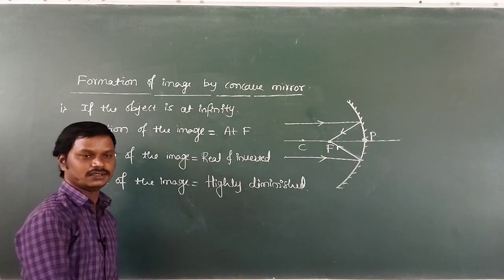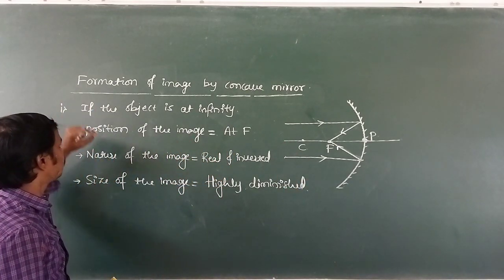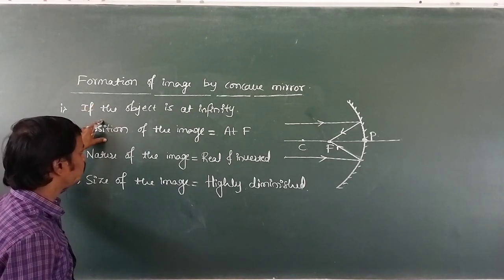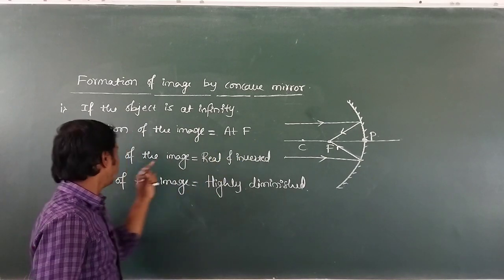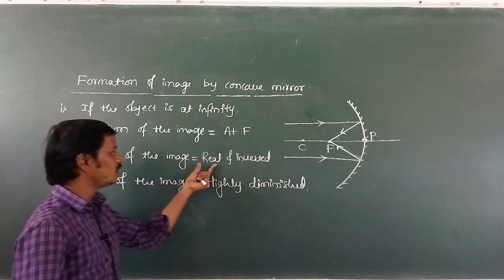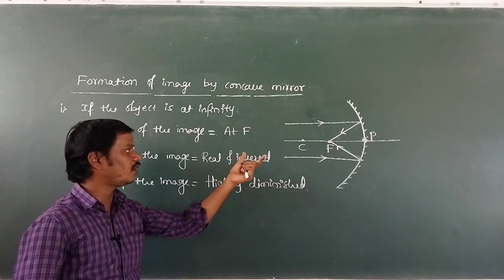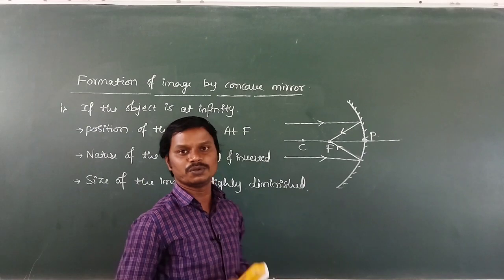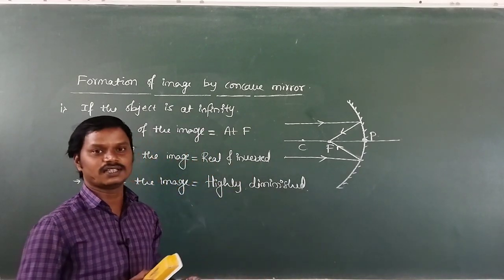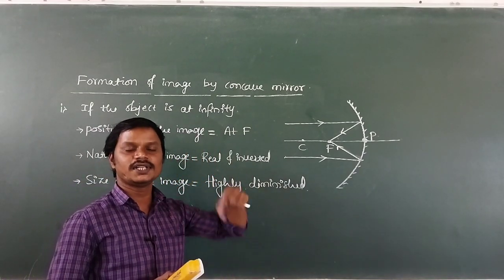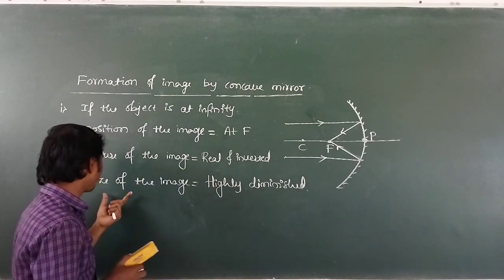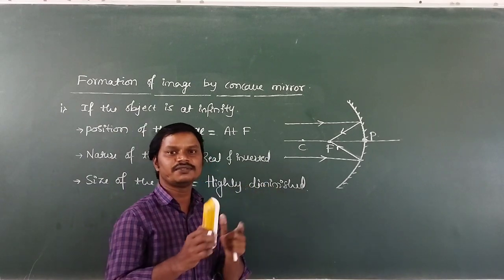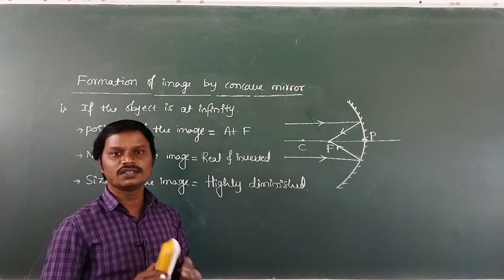Highly diminished. Now once again, if the object is at infinity, where will its image be formed? Its image will be formed at focus. And what is the nature of the image? Real and inverted, which means we can obtain this image on the screen. And also it is inverted, which means if the object is upside, then the image is downside. Next, the size of the image is highly diminished, which means the size of the image is very, very small compared to the size of the object.